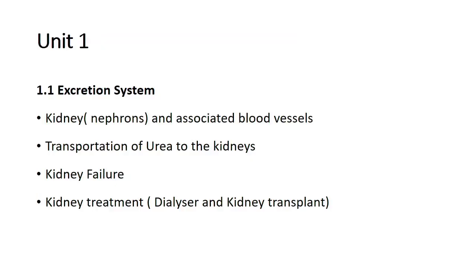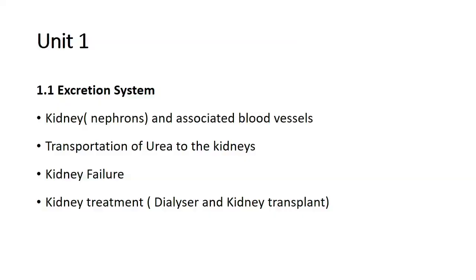The transportation of urea to the kidney. You should be able to know that the urea is produced in the liver. And when you look at the location of the liver and the kidney in a human body, they are far apart. So now you need to know how urea is transported from the liver to the kidney. So clearly indicated there.